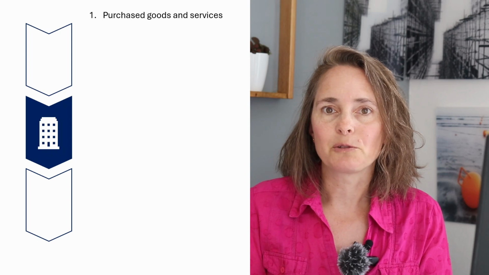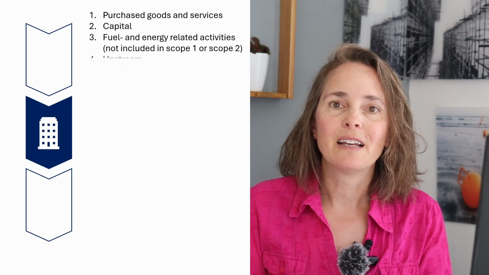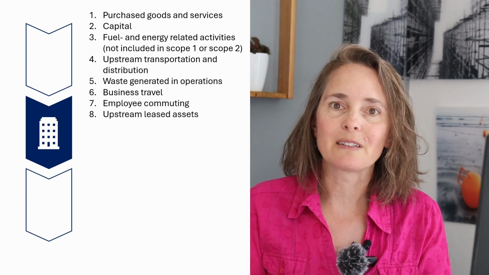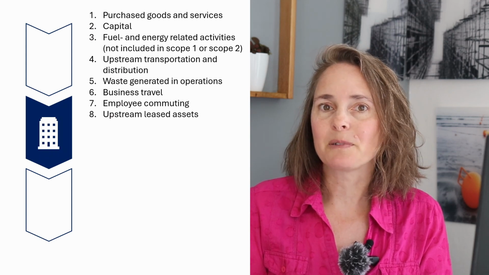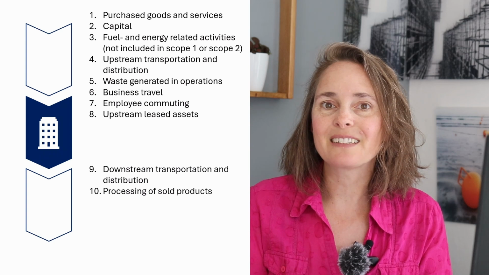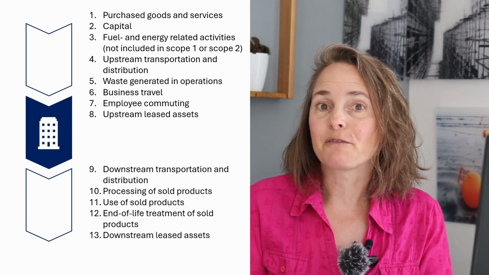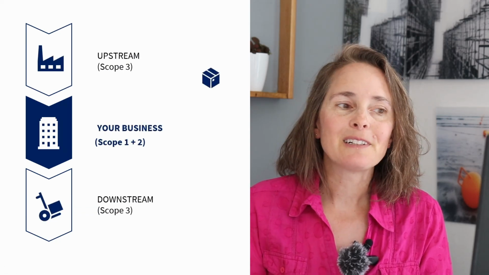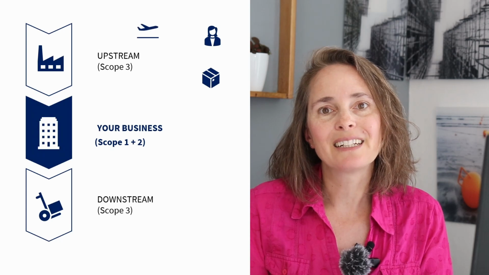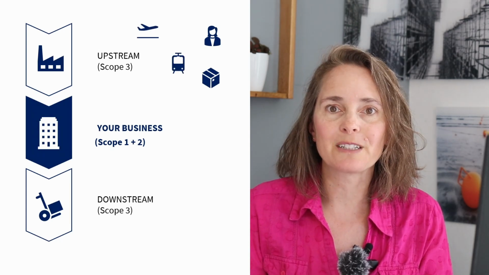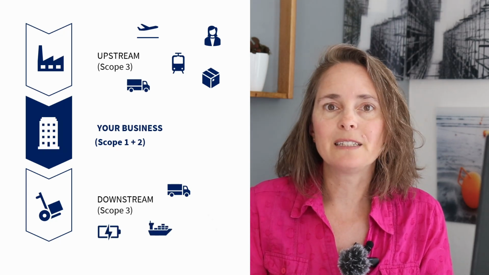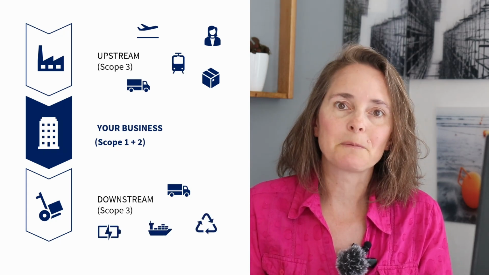There are 15 categories within Scope 3 emissions, and those are divided into upstream emissions and downstream emissions. Upstream is everything that happens before it enters your company's gates, and downstream is after it leaves your gates. The really big ones usually are purchased goods and services, business travel, then employee commuting. For many companies it's also transport and distribution, and the use of your goods. Then for other companies the end-of-life treatment becomes very big.